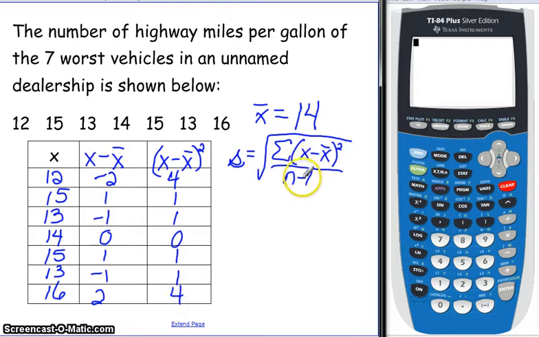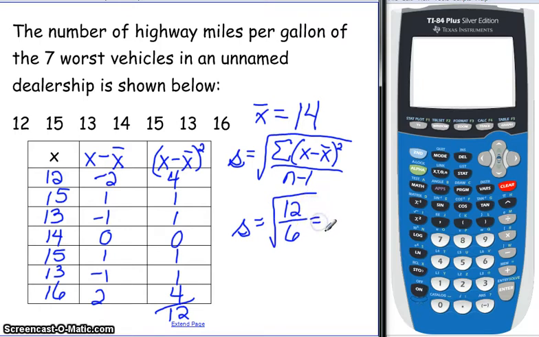Now notice here the top part of the formula says that we need to sum these squared differences. So we're going to add up this column, and that total is, what is that, 12? Okay. So now our value for the standard deviation is equal to 12 divided by the number of elements in this data set, which was 7. So 7 minus 1 is 6. And we're going to take the square root of all of that.